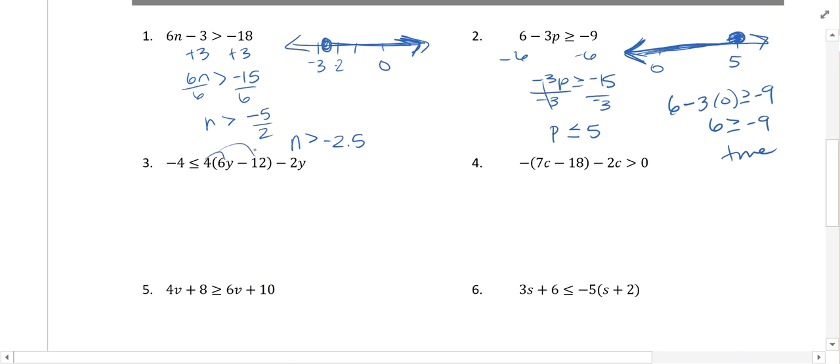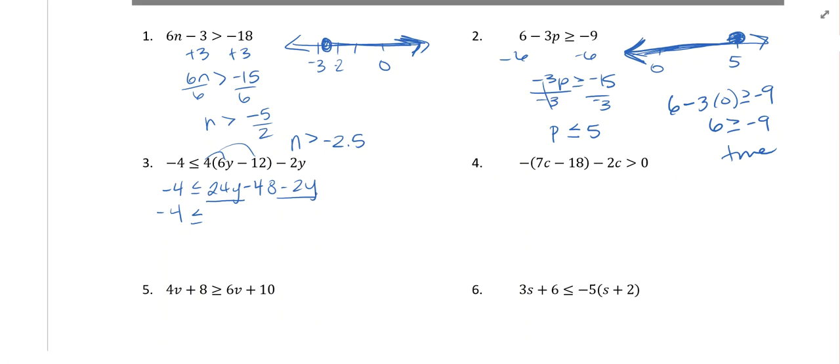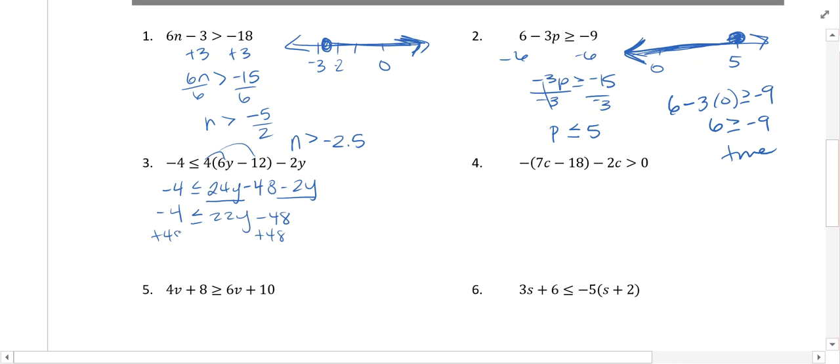Okay, for number 3, we're going to distribute the 4. On the right side, I'm seeing some errors from some people. This is on the same side, so you don't need to add it and move it around. You would only add the 2y if you're going to move it to the other side. Here it's just on the same side, so it's just 24 minus 2 is 22y. And so I'm going to add 48 to the other side. Divide by 22, and then I want you to rewrite the inequality so that the variable is on the left. So here we have a closed circle, and we're going to the right.